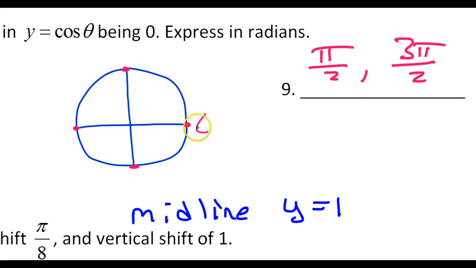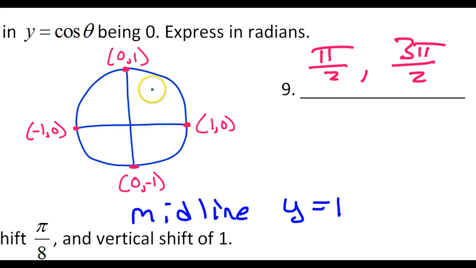What are the coordinates of these points? This is the point 1, 0. This is 0, 1. This is negative 1, 0, and this is 0, negative 1. The cosine at each one of these angles is going to be the x value. So the cosine here is going to be 1 and 0 and negative 1 and 0. But we wanted to know at which angles the cosine will be 0. So I can just unhighlight this one and this one, because these are the two angles where cosine is 0.